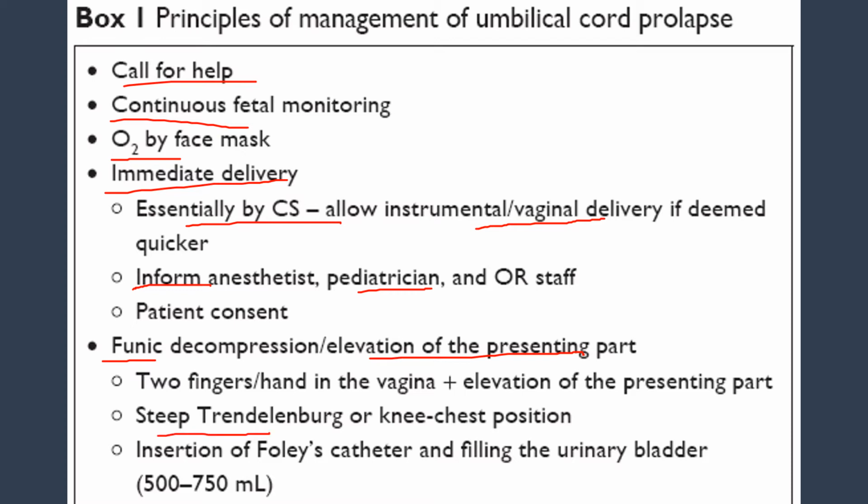Also, the Trendelenburg position or the knee chest position can help, because the baby will go a little bit up only because of gravity. The insertion of a Foley catheter and filling the urinary bladder with 500 or 750 ml can also help a little bit with the retraction backward of the head.